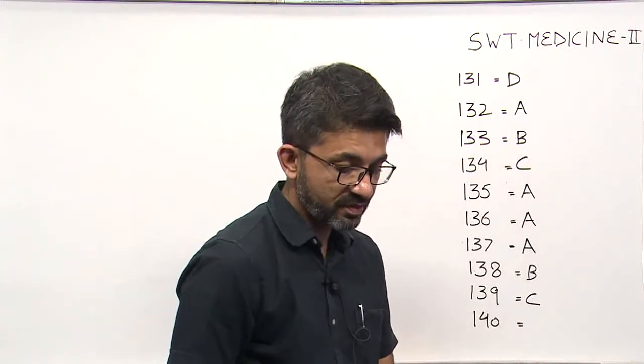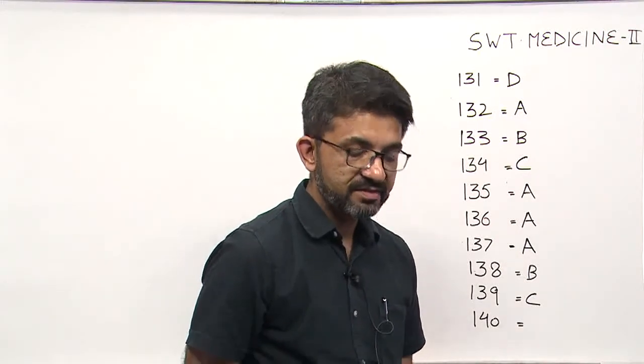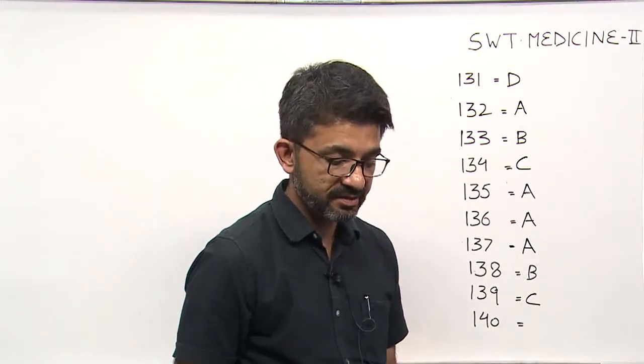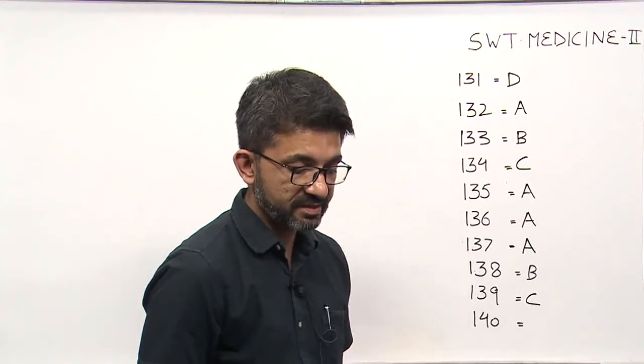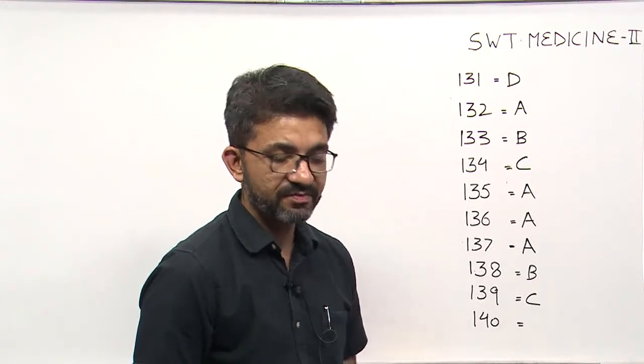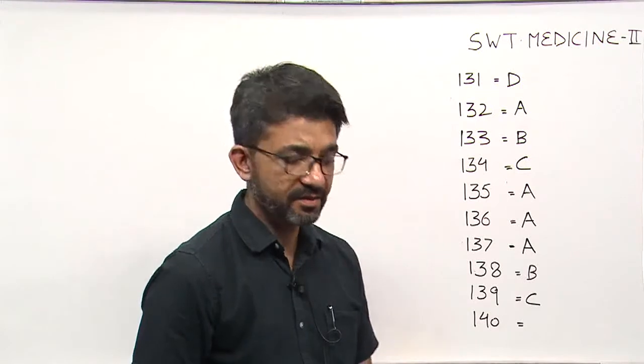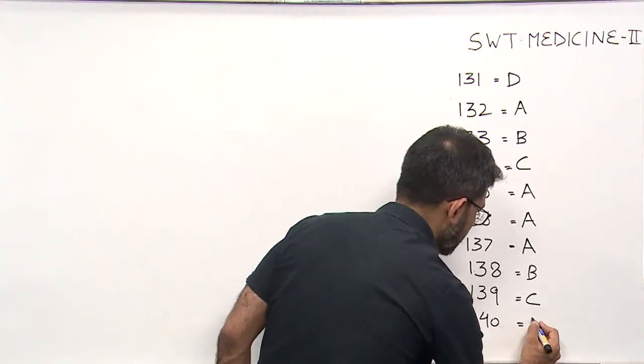Question number 140, answer is B, it is X-linked recessive. Deficiency of factor 5 is X-linked recessive. Answer is B.